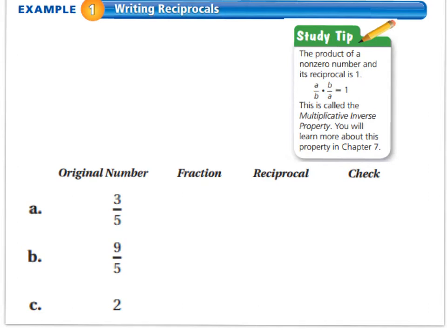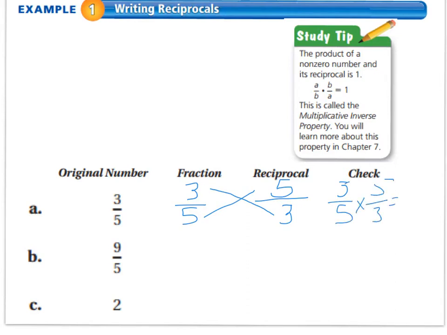Question A is 3/5. 3/5 is already a fraction, so I will just rewrite it as 3/5. The reciprocal is when I invert it, so the numerator becomes the denominator, and the denominator becomes the numerator. So the reciprocal of 3/5 is 5/3. And if I multiply those across, 3/5 times 5/3, I would get 15 over 15, which equals 1. So the multiplicative inverse property worked.